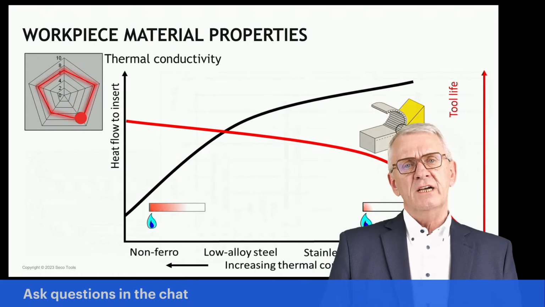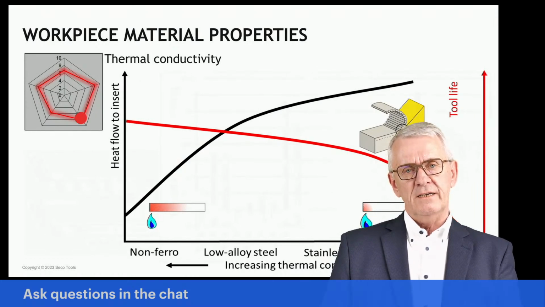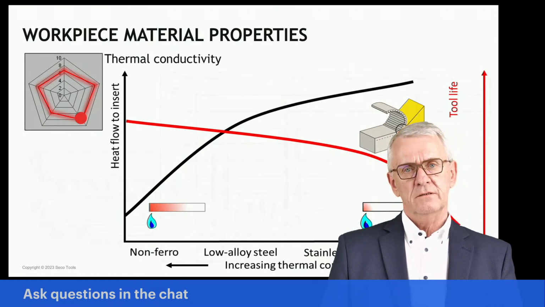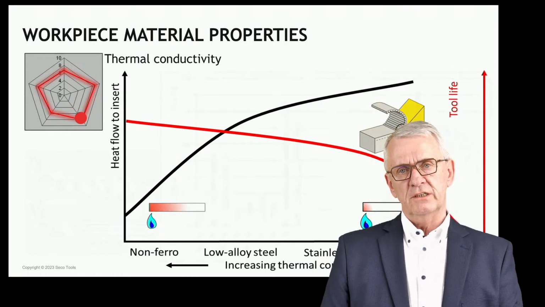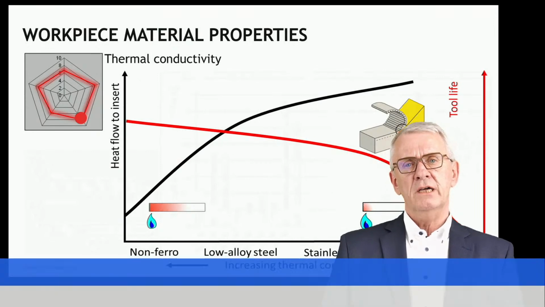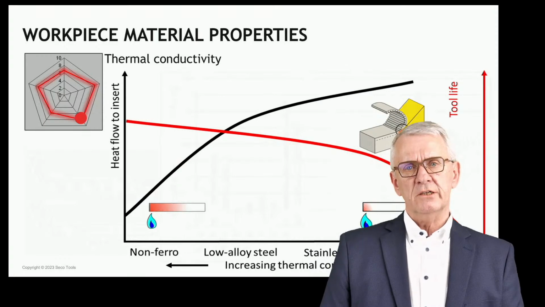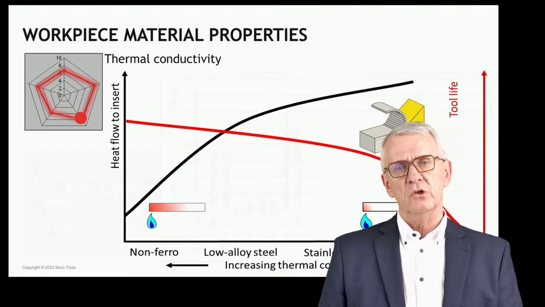If you have more heat going into the cutting tool, the black line, that leads to the red line now, a lower tool life. There is a very clear relation between heat transfer into the cutting tool and tool life. More heat in the cutting tool, lower tool life. And you have more heat in the cutting tool if you have workpiece materials with lower thermal conductivity.